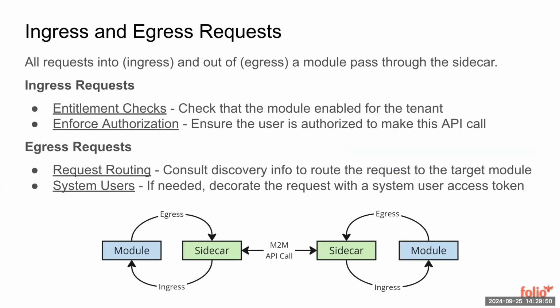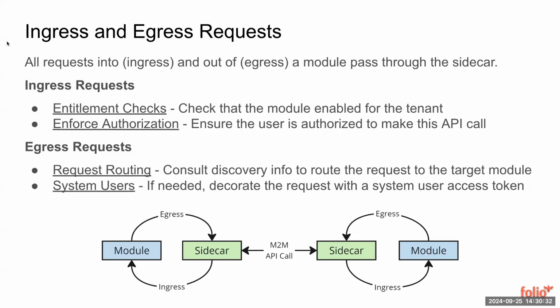So before I get into anything else on the sidecars, I wanted to introduce the concept of ingress and egress requests because I use those words later in the presentation. All requests, whether they're going into the module or out of the module, pass through the sidecar, right? So ingress, you guys are all familiar with that. That's when you're calling an API in the module that passes through the sidecar, and the sidecar performs some flows. That's where it does the tenant entitlement checks I was mentioning earlier. Basically, is this module enabled for the tenant? This is also where we enforce authorization. Does the user that's making this call have sufficient privileges to do so?